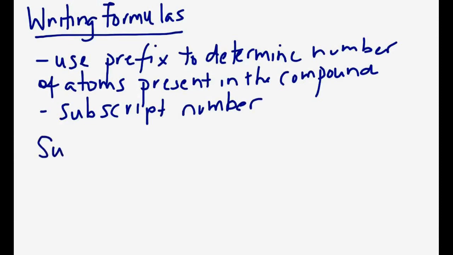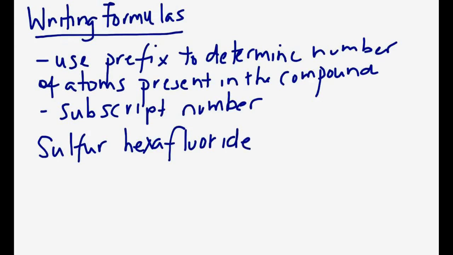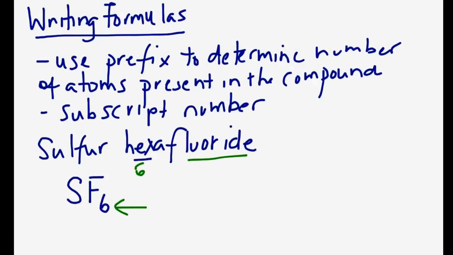So, sulfur hexafluoride. There's no prefix with the first element, so there must be only one of them. Hexa means 6. Fluoride means fluorine. So SF6. The 6 must come after the fluorine. So the number will come after the element.